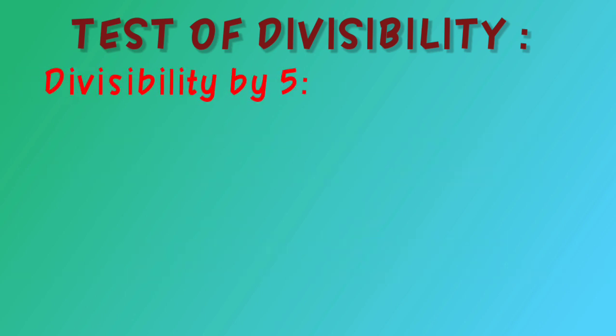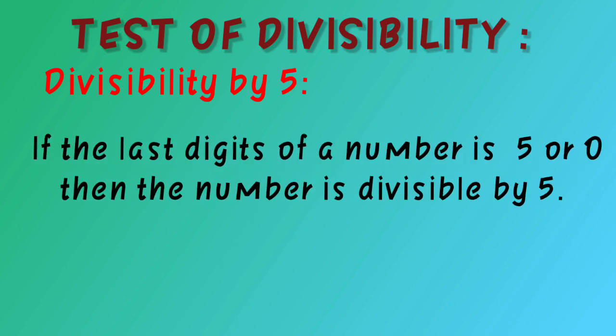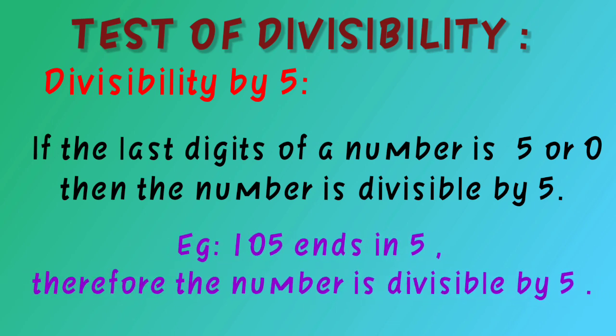Next, divisibility by 5. This is very simple. If the last digit of a number is 5 or 0, then the number is divisible by 5. For example, 105. 105 ends in 5, therefore 105 is divisible by 5.